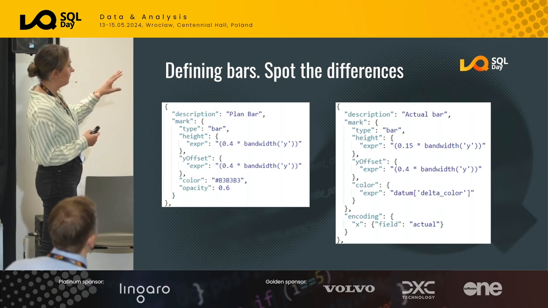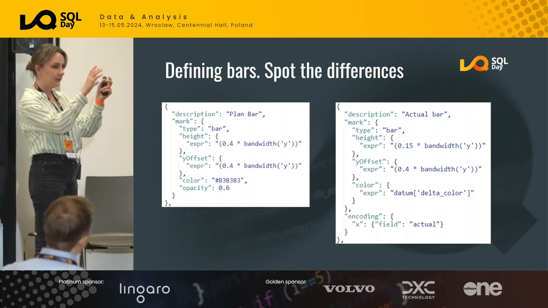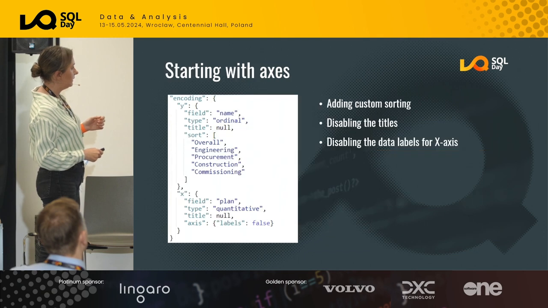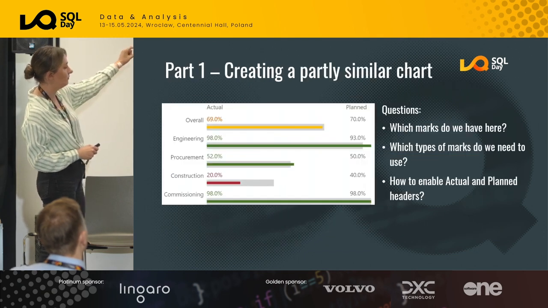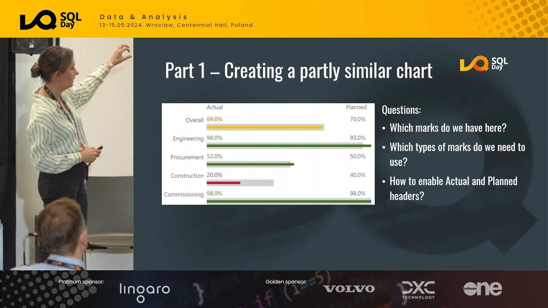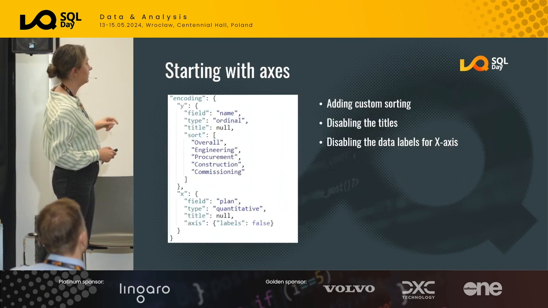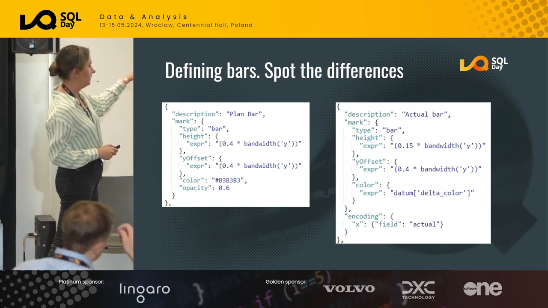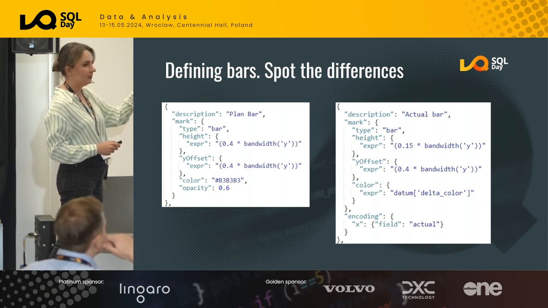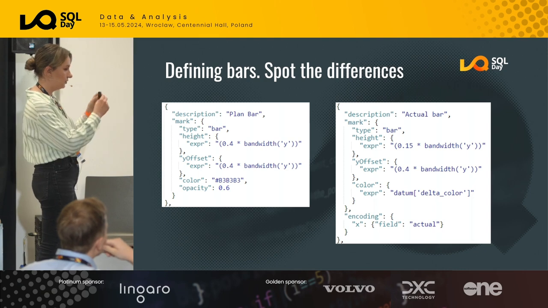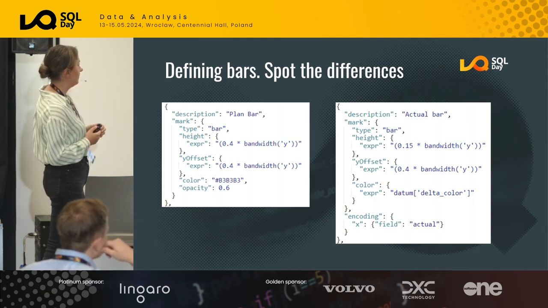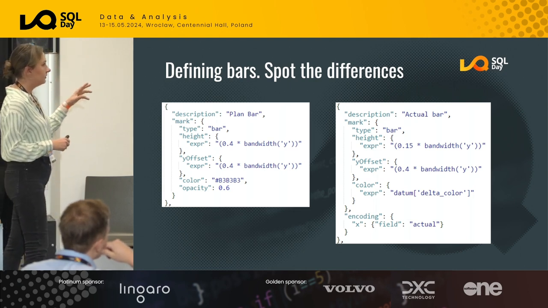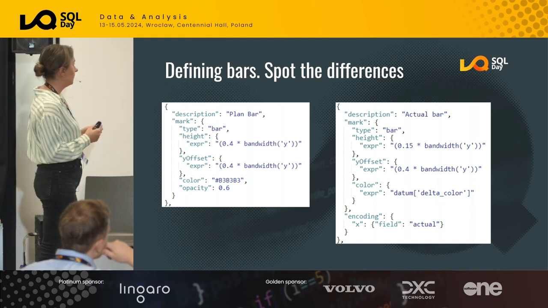So here, the bandwidth of y is actually the space that is dedicated for my bar, the full bar. And as you remember, I don't need the full space here. I need to move my bar a little bit down, and I need to make it smaller. I don't want it to be the full section. So I use this bandwidth. I multiplied it by 0.4. And my actual bar is even smaller, so I just need 0.15 to fit it on top of my planned bar. The order matters, so my actual bar needs to go after the planned bar, so that it is on top of it.